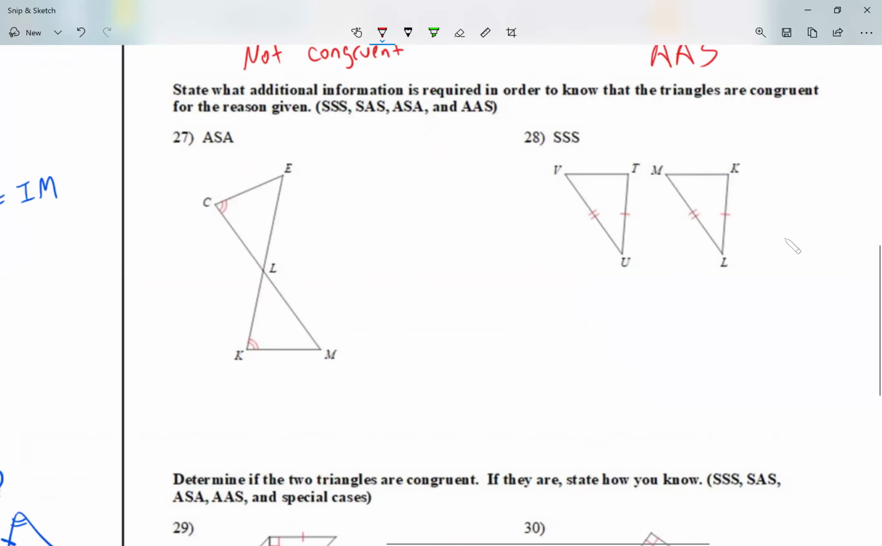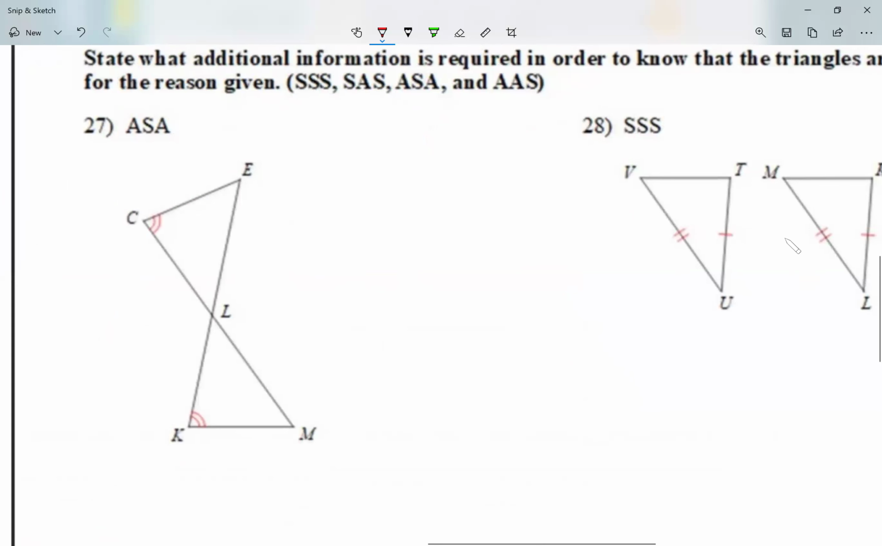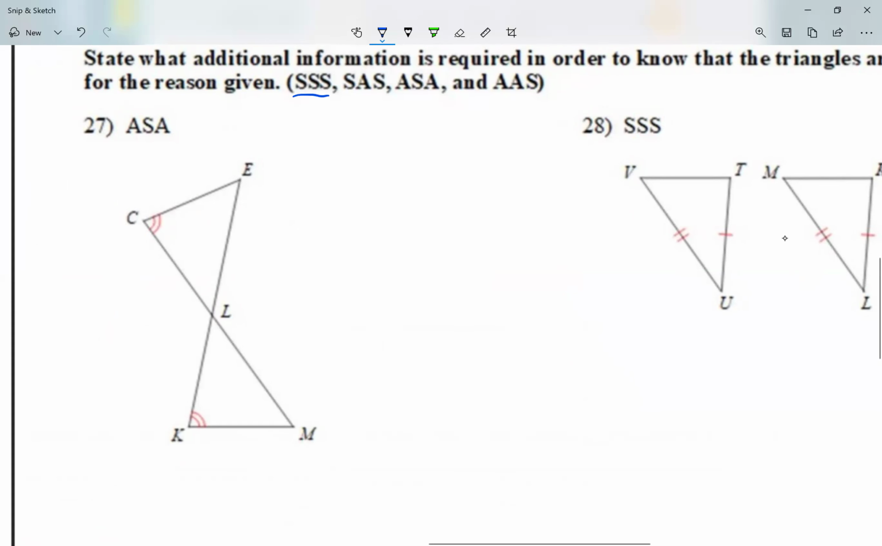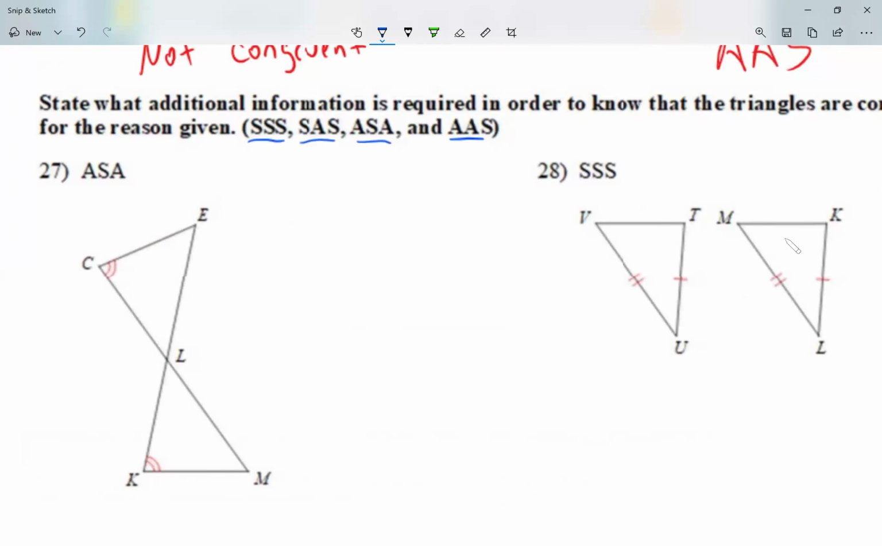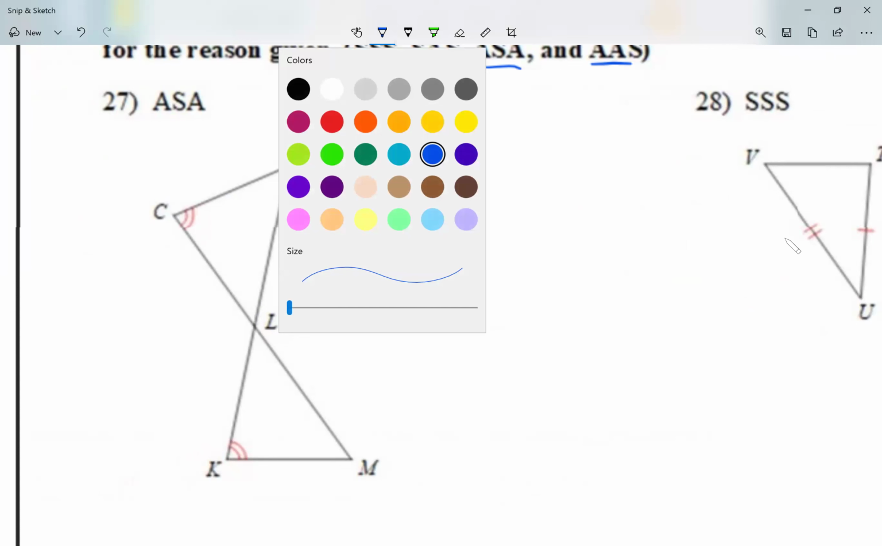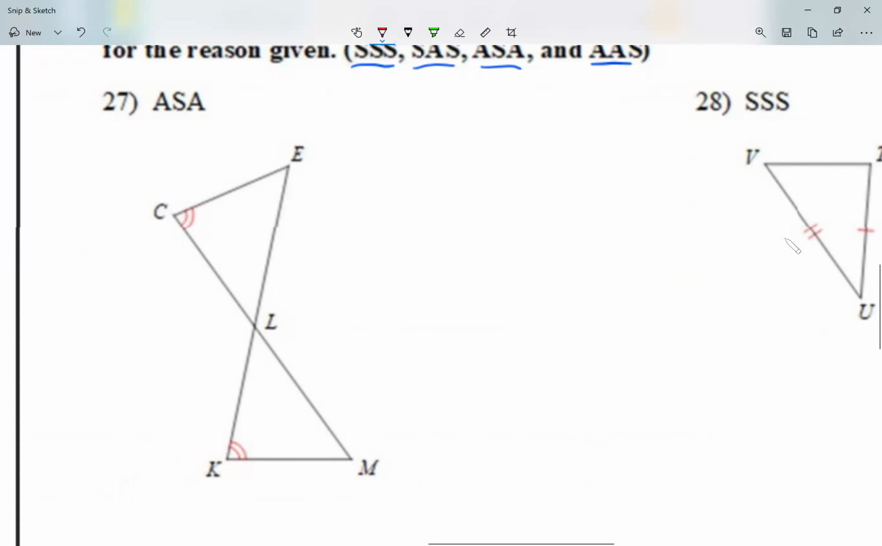Now let's take a look at number 27. This was interesting last time. Remember, I have four rules now. Side angle side, which is from yesterday, but I'm adding angle side angle and angle side. So here, I'm not asking whether they're congruent or not. Here I said, state what additional information is required in order to know that triangles are congruent for the reason given. And I want this first, I ask myself, any things indirectly.